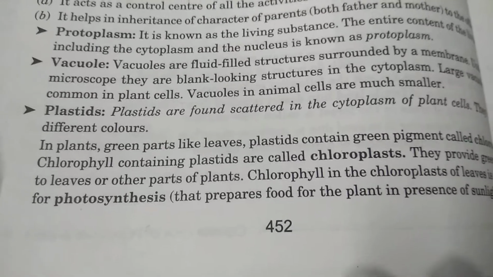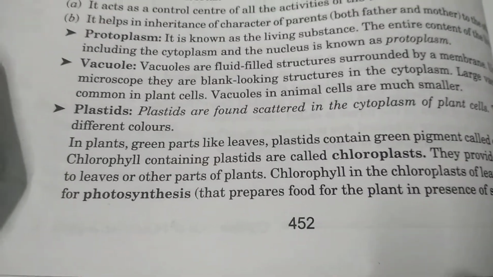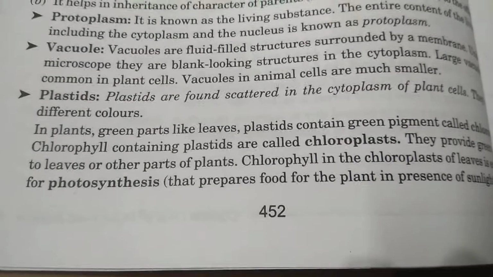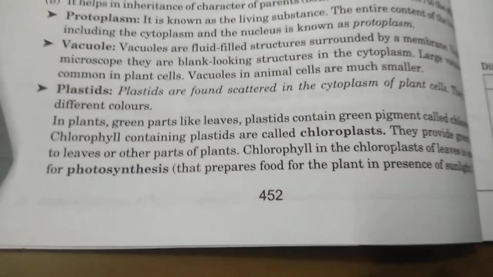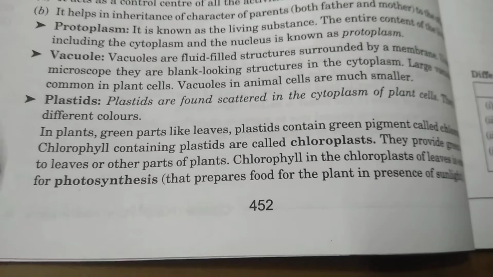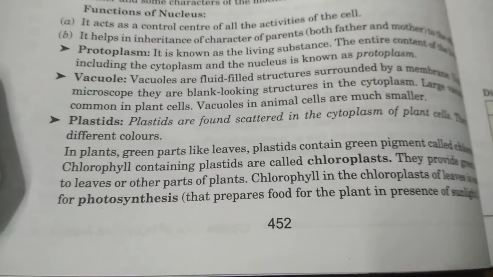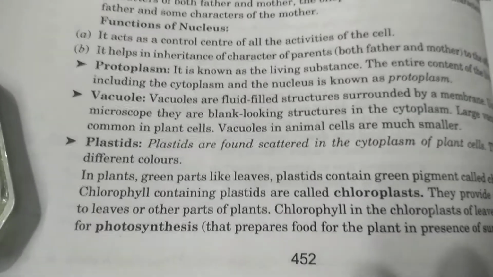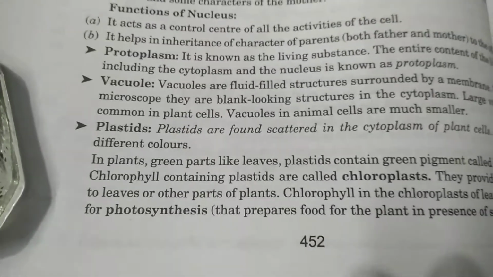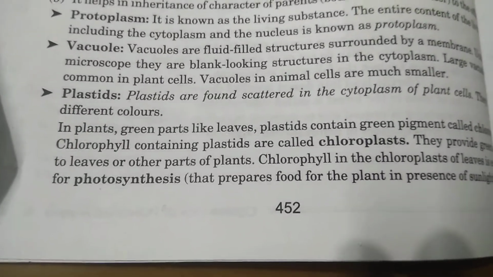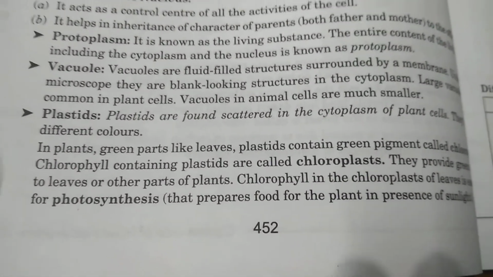Plastids. They are found scattered in the cytoplasm of the plant cell and have different colors. Scattered means here and there. In plants, in green parts like leaves, plastids contain a green pigment called chlorophyll. So green plants are green in color because of chlorophyll. You have seen in the previous chapter what chlorophyll is and how it is formed. Chlorophyll-containing plastids are called chloroplasts.